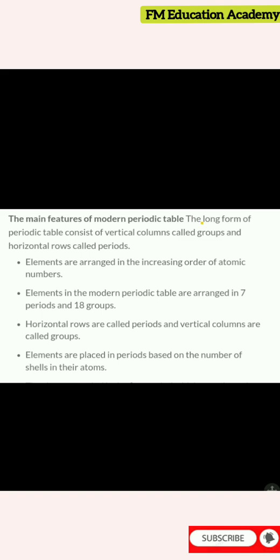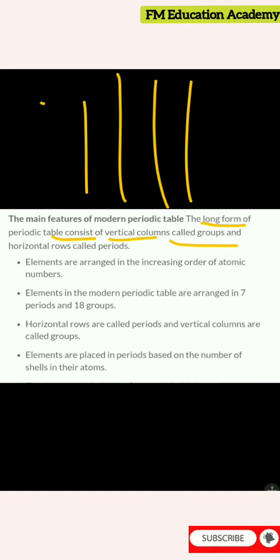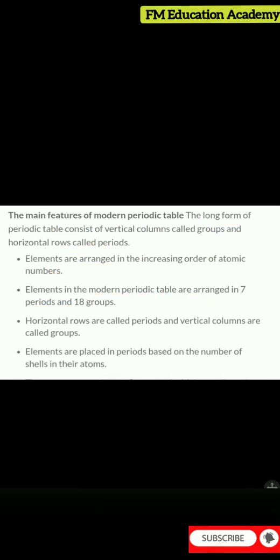So the long form of the modern periodic table consists of vertical columns, which are called groups, and horizontal rows called periods. Elements are arranged in increasing order of atomic numbers. Elements in the modern periodic table are arranged in 7 periods totally and 18 groups. See, this property is written as I have just explained.